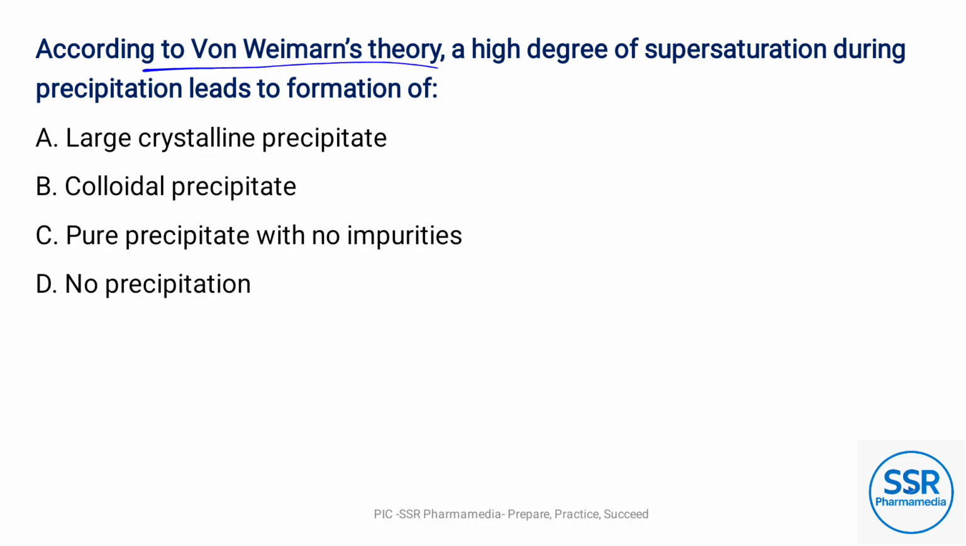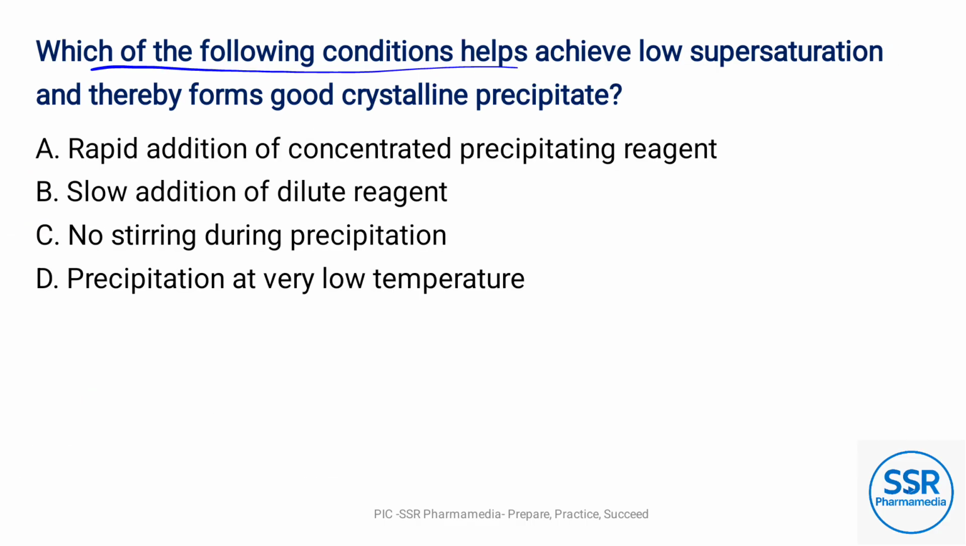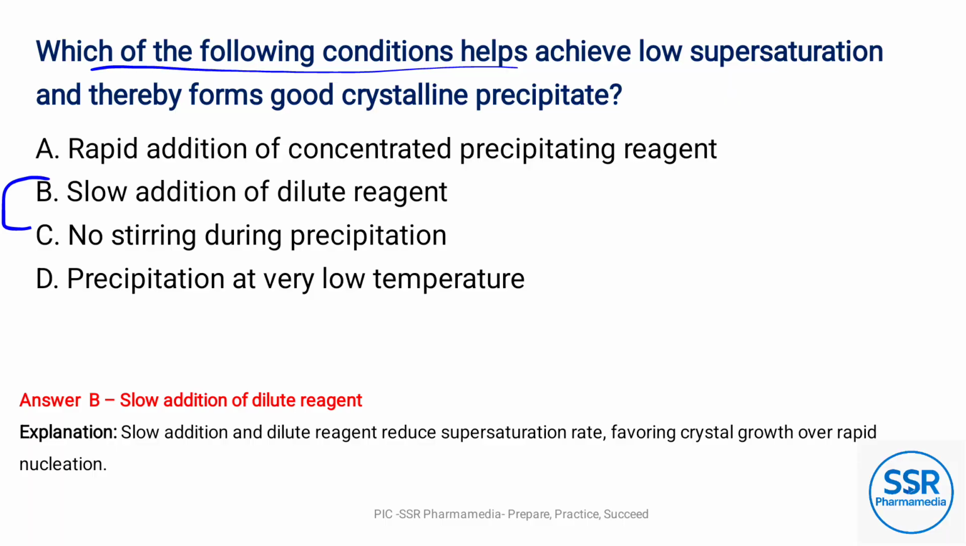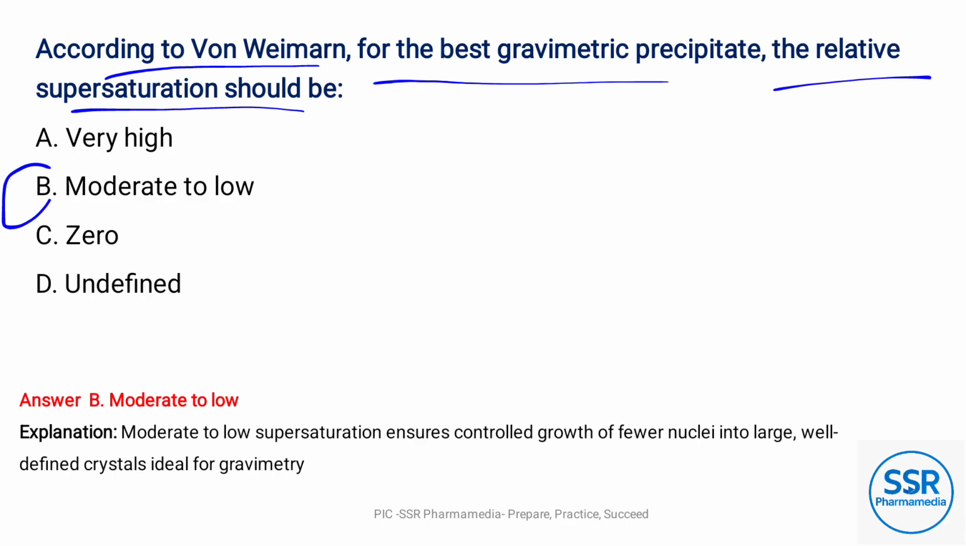According to the von Weimarn theory, a high degree of supersaturation during precipitation leads to formation of, option B, colloidal precipitate. Which of the following conditions helps achieve low supersaturation and thereby forms good crystalline precipitate? Option B, slow addition of dilute reagent. According to von Weimarn, for the best gravimetric precipitation, the relative supersaturation should be option B, moderate to low.